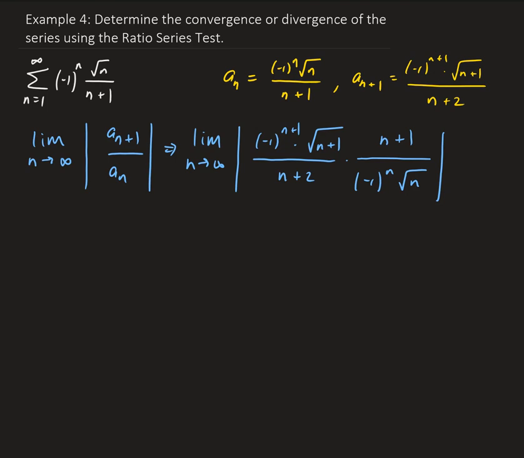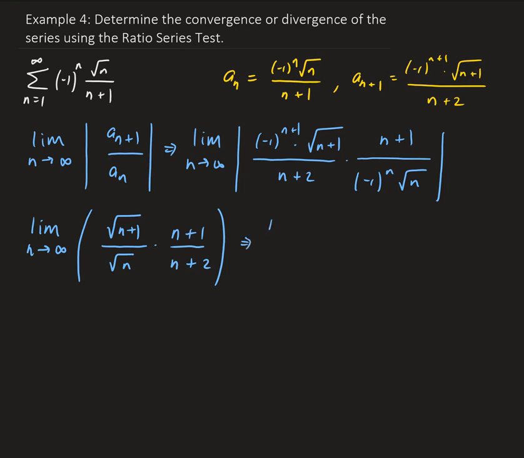We're going to end up getting a negative value in the absolute value, so we take the absolute value and that negative becomes a positive. After I remove the absolute values, the minus one values become positive. So we end up getting root of n plus 1 over root n times n plus 1 over n plus 2.